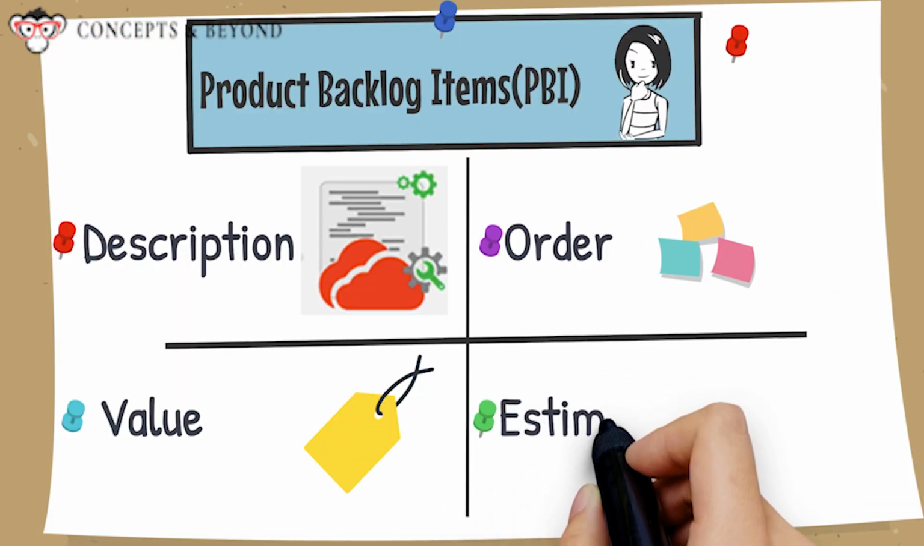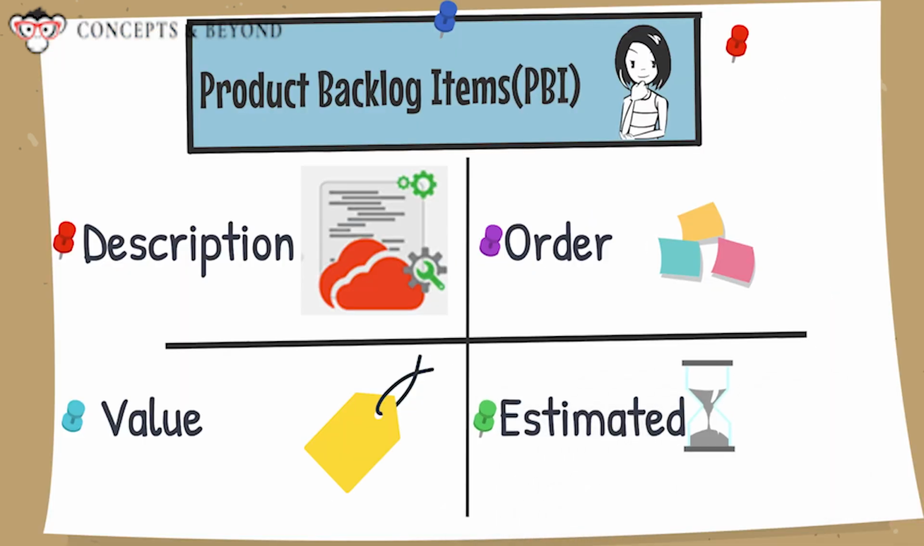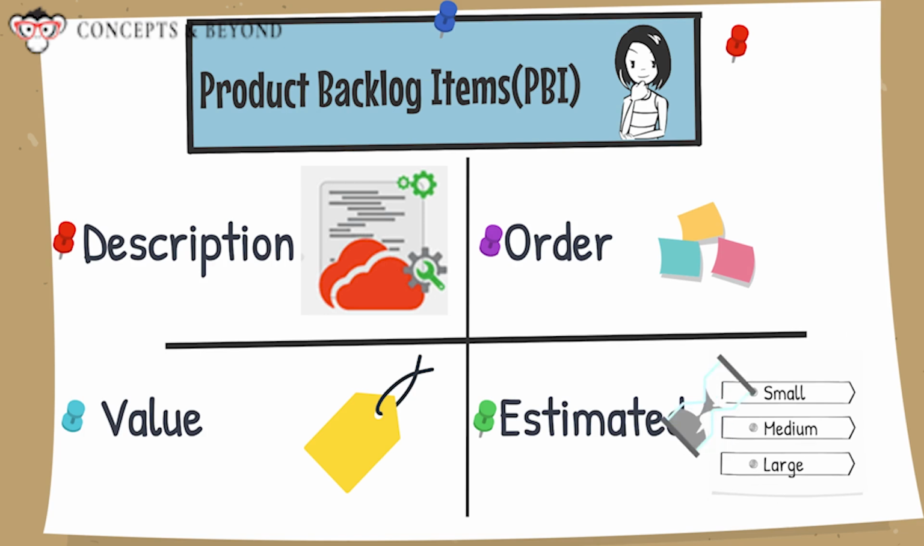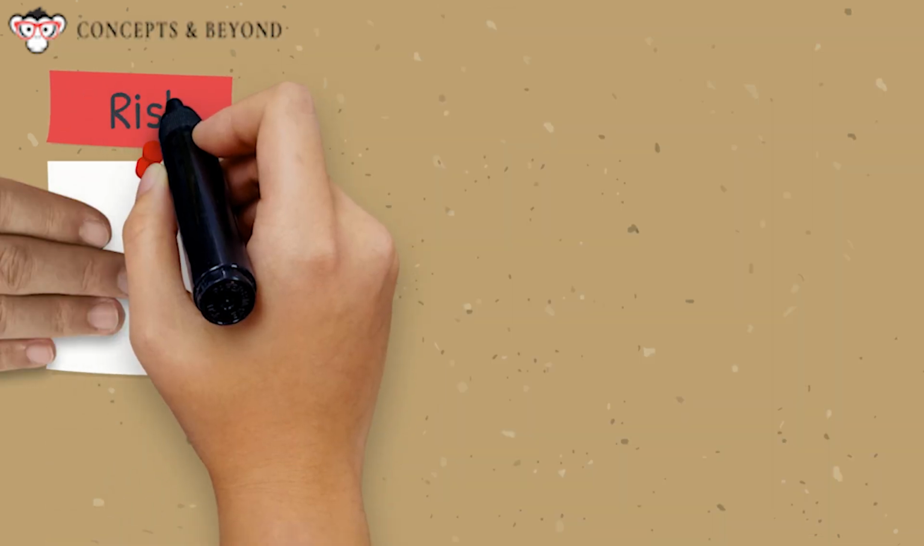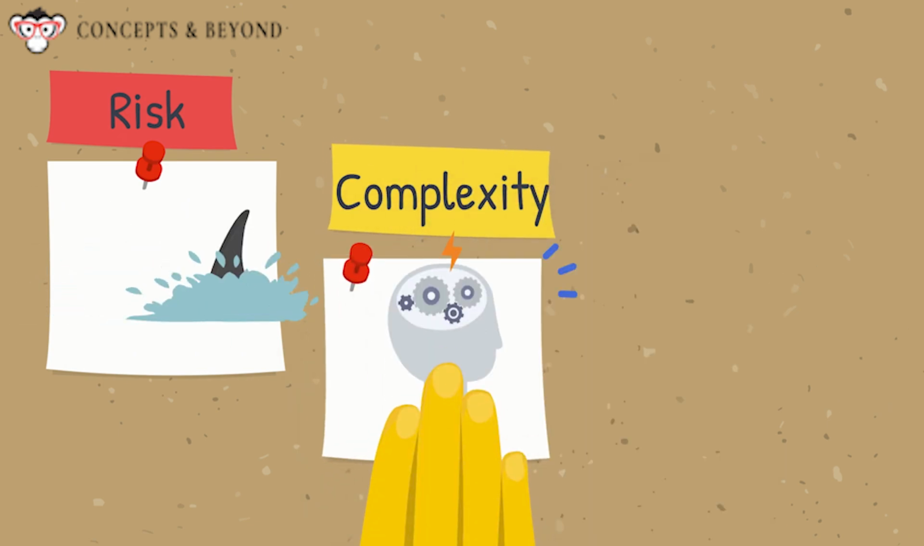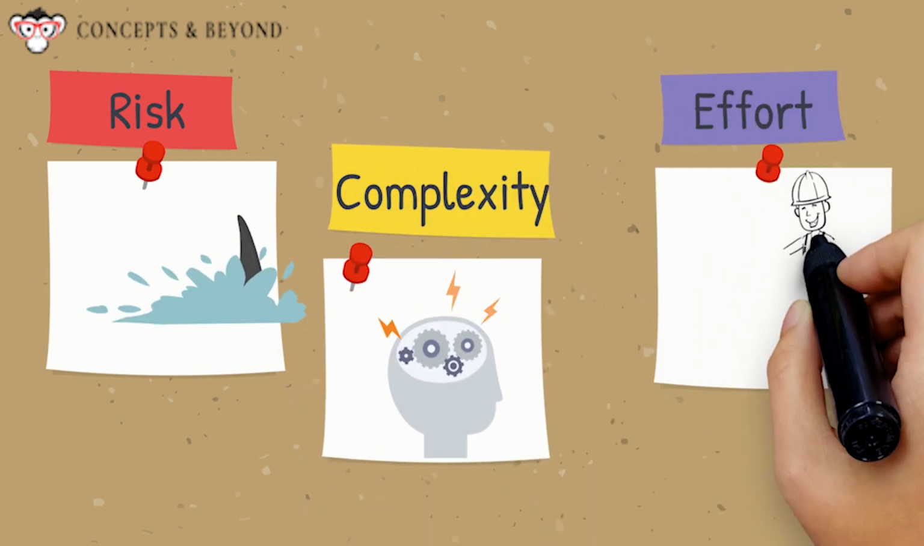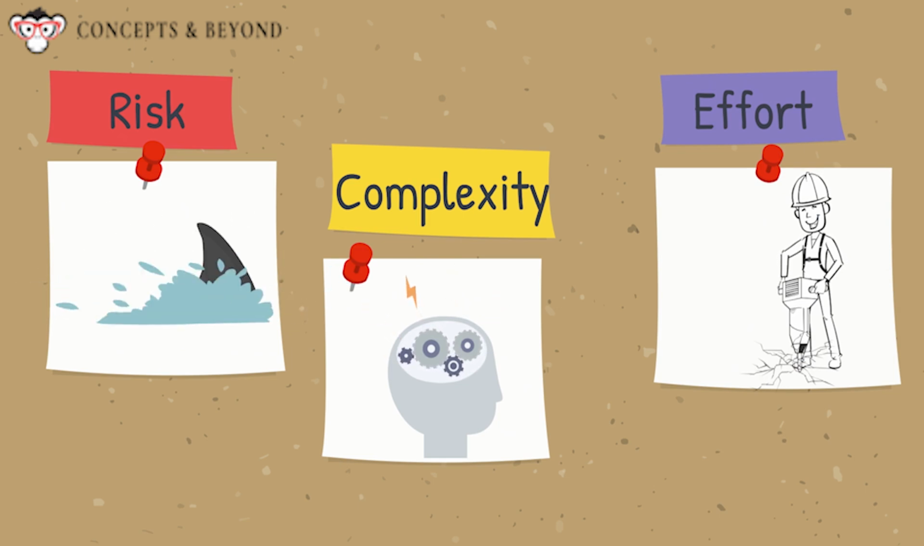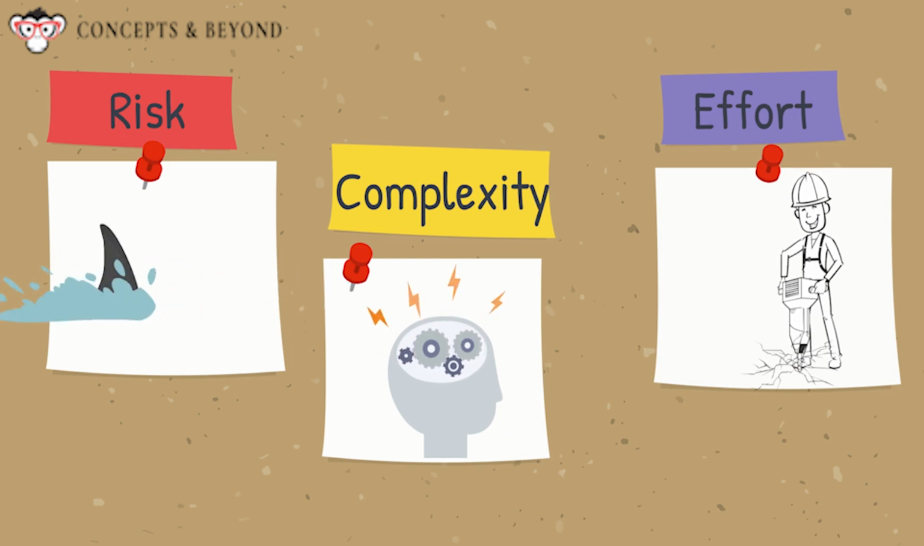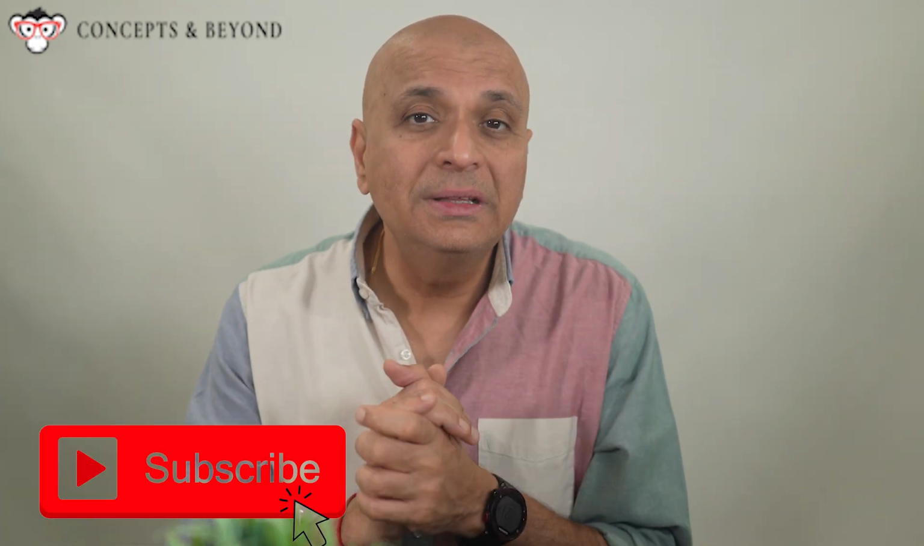And then another attribute that goes into the order is the estimate or the size. The estimate or the size depends on 3 factors: the risk of the work, the complexity of the work, and the effort needed. And so if you have both value and estimate, the product owner can then decide the order of the product backlog item. Take your BMW and go through all of these 8 attributes, and we'll see you next time.